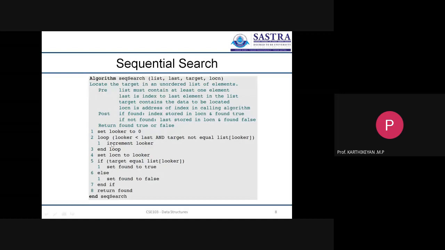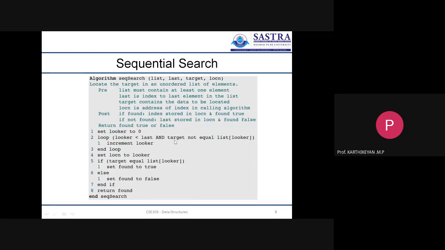Okay, and algorithm, set looker. Okay, it is an iterative statement. Iterate means an iteration variable. Instead of giving it as I, J, K, we need to give some meaningful name. So here we are using looker. Okay, looker to 0. We are assigning 0 to the iterative variable. Then looker is less than last. Okay, we need not search beyond the last index value. So that is the first condition we are checking.